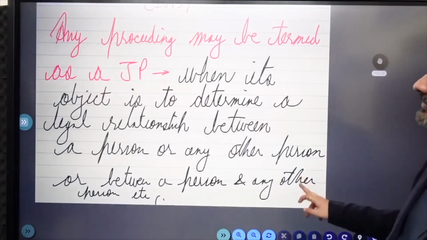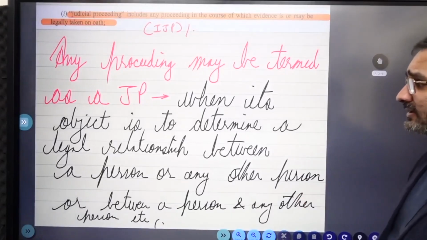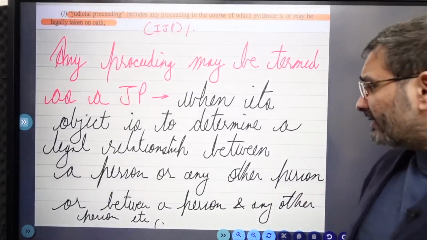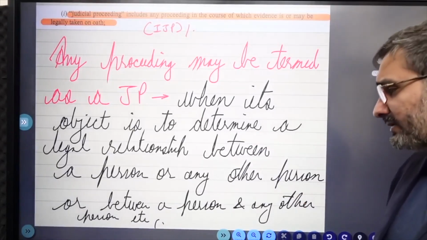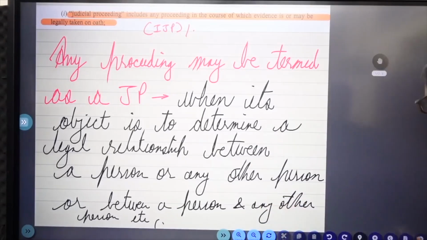एक बार जरा यहाँ पे दोबारा करते हैं. Any proceeding may be termed as a judicial proceeding when its object is to determine a legal relationship between a person or any other person or between a person. I think मैंने यहाँ पे दोबारा चीज वही लिख दी.